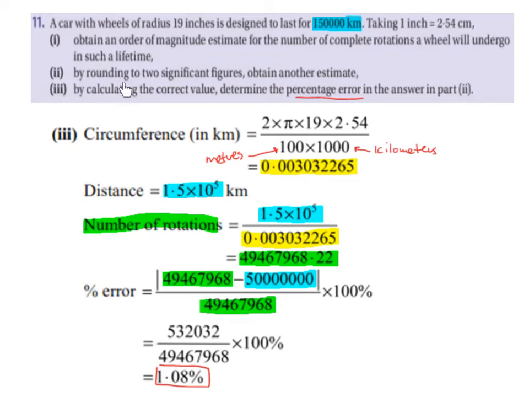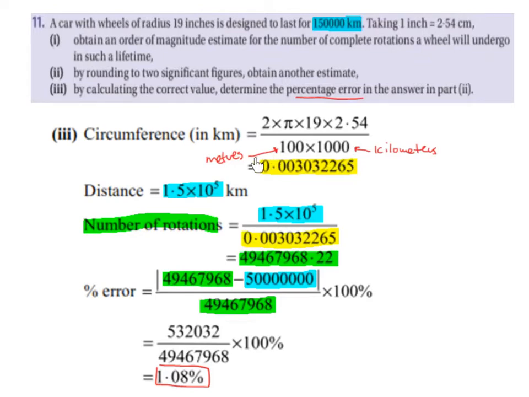Part 3. By calculating the correct value, determine the percentage error in the answer in part 2. So again, for the circumference, we're going to multiply 2 by pi by the radius, which is 19, by 2.54. And we're going to divide by 100 times 1,000. The 100 being changing it into meters and the 1,000 then changing it into kilometers. And you end up with 0.003032265. The distance again is 1.5 times 10 to the power 5 kilometers.